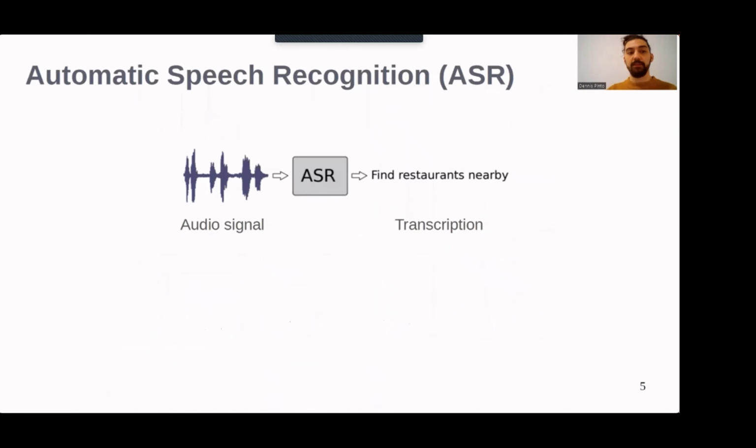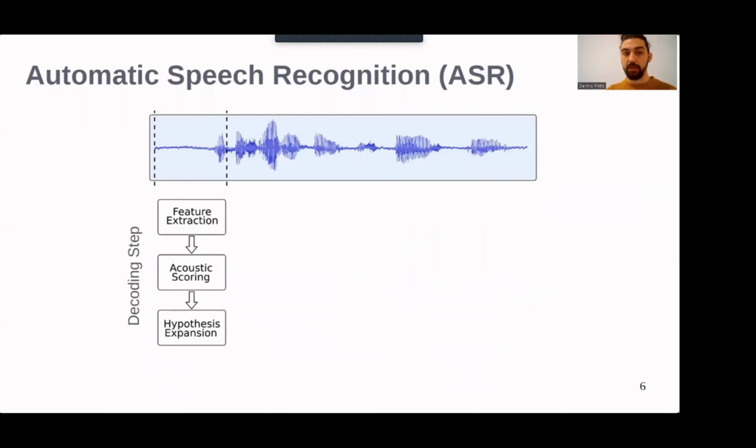So, first of all, let's start with a brief background on speech recognition. Automatic speech recognition is the process of decoding an audio signal to obtain a transcription. It is generally performed in a streaming fashion. Instead of capturing the entire signal and decoding it at once, we capture chunks of the signal and then perform a decoding step to obtain a partial transcription, which can be printed back to the screen of the device to provide the user with real-time feedback.